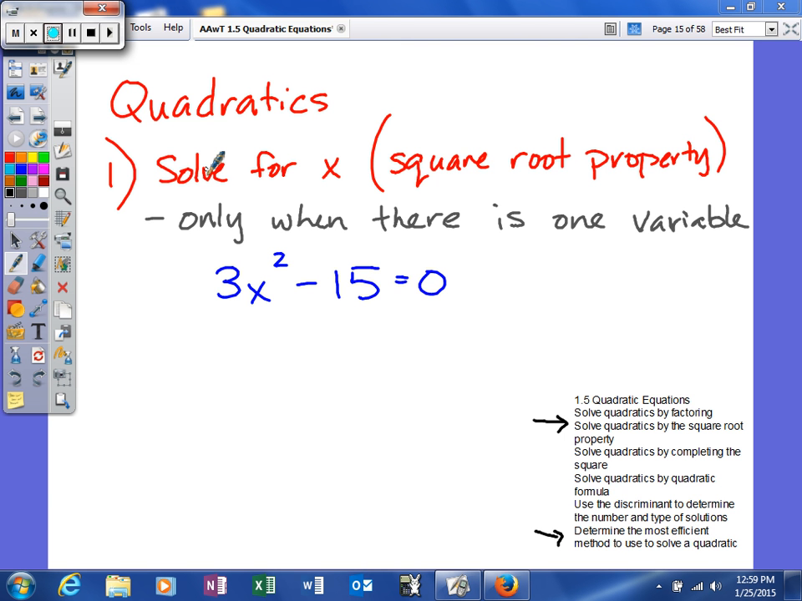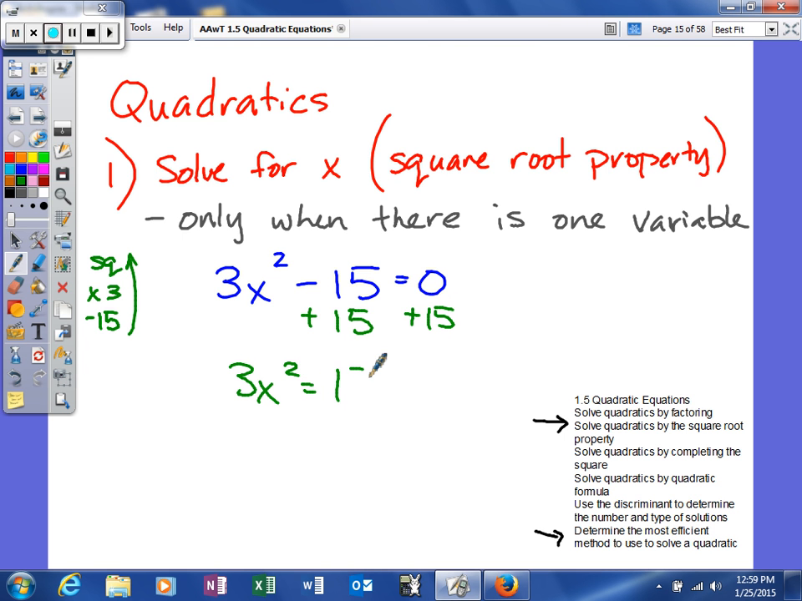We have 3x squared minus 15. Because there's only one variable, we can solve for that one variable. So right now there are a couple of things being done to x. It's being squared first, it's being multiplied by 3, and it's being subtracted by 15. So what we're going to do is use the inverse operation. First, we're going to get rid of the negative 15 by adding 15 to both sides. When we do that, we get 3x squared is equal to 15.